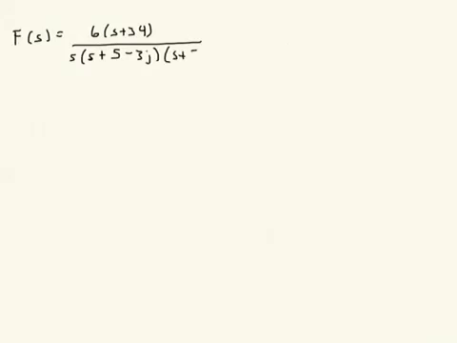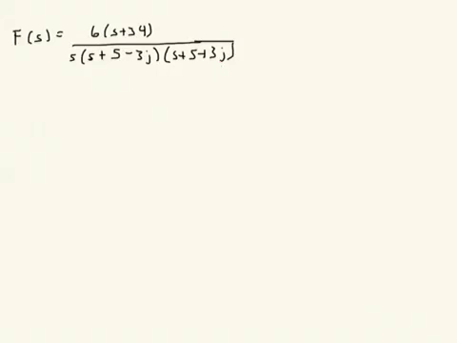So let me rewrite F(s). Now that we've solved for the roots, we can rewrite it as 6 times (s plus 34). The numerator stays the same. Now I'm just factoring the denominator. So I have s times (s plus 5 minus 3j) times (s plus 5 plus 3j). Okay, so that gives me my pole at s equals 0, a pole at minus 5 plus 3j, and a pole at minus 5 minus 3j.